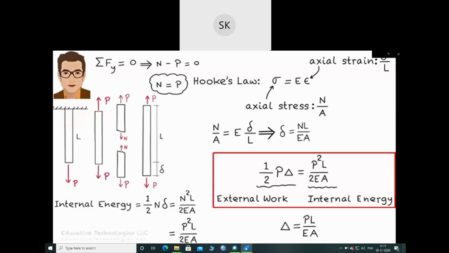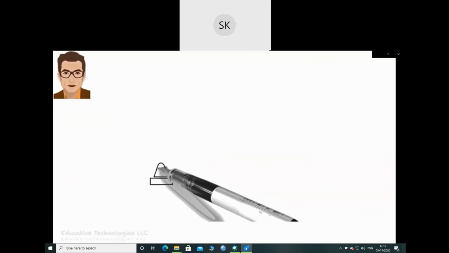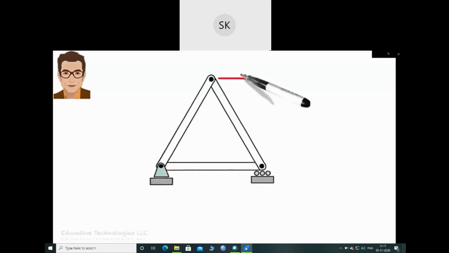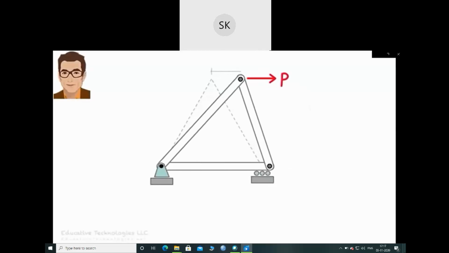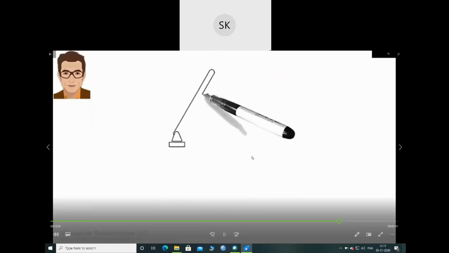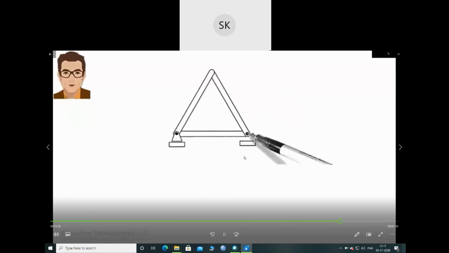But this was a really trivial example. How does this principle work if the structure consists of multiple members? Since you asked, let's look at a less trivial example. Consider this triangular truss structure. Under the applied load, the truss deforms like this. The total external work equals 1/2 P delta. Let's find delta using the work energy principle. The structure consists of 3 members.